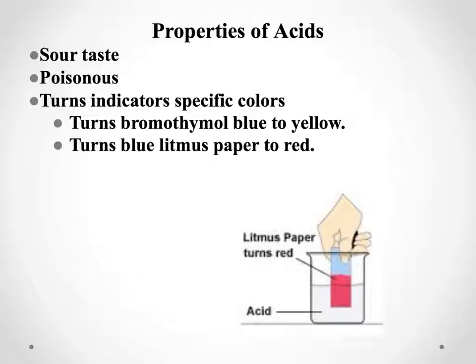We also have some special paper that some of you may have already used in the past. This is called litmus paper, and it's coated with a chemical on it. And there's blue litmus paper and there's red litmus paper, and you'll be using that in the lab later this week. If you have some blue litmus paper, just like in this little picture here, and you put some acid on it, acids will turn blue litmus paper to red. So those are some initial properties of acids that we have.